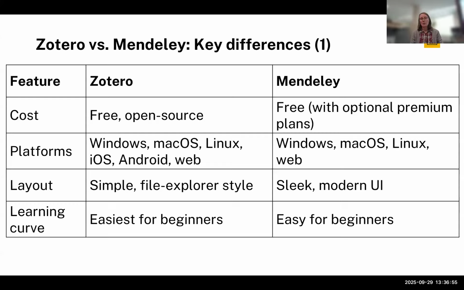In terms of layout, Zotero is much more simple and a more basic file explorer style, whereas Mendeley is sleek and has a modern user interface. In my perspective, Zotero is the easiest for beginners. It's pretty easy to learn as long as you know how to navigate that file explorer system, which we all use. It's very easy to use. But Mendeley is also easy for beginners as well.